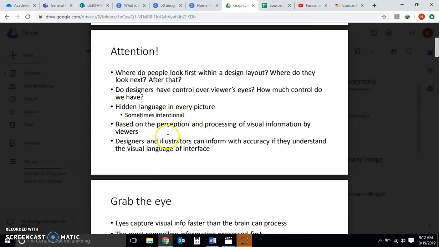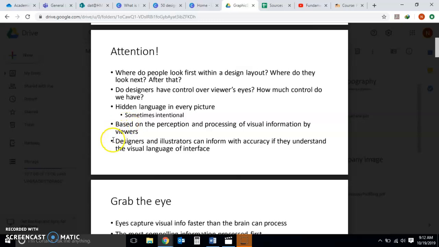So there is a hidden language in every picture, and sometimes it is intentional, meaning we can put different kinds of shapes and so on, right? And lead people to look in a certain manner, right? But there is a language, right? This language can be intentional, meaning there are things which attract more attention than others. So if we find a way to actually arrange these perceptions of hierarchy of images or weight, right? Then we effectively are leading the eyes or attracting the eyes in a certain manner, right?